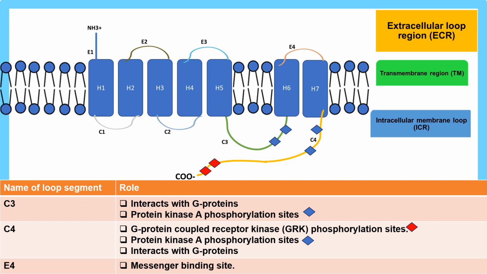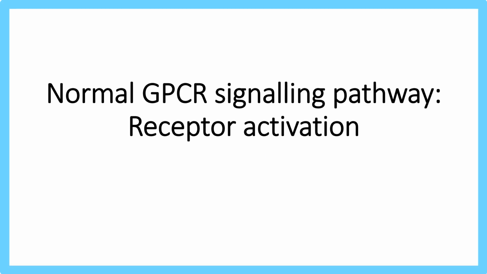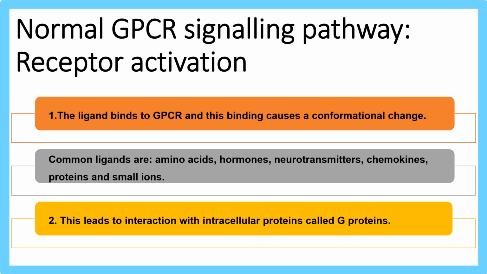Now E4 is part of the extracellular loop region. That has the messenger binding site. That's where the ligand actually binds. So let's have a recap on receptor activation of GPCR. In a previous episode, we discussed that the ligand binds to the GPCR, and this is what causes a conformational change. So let's look at examples of ligands.